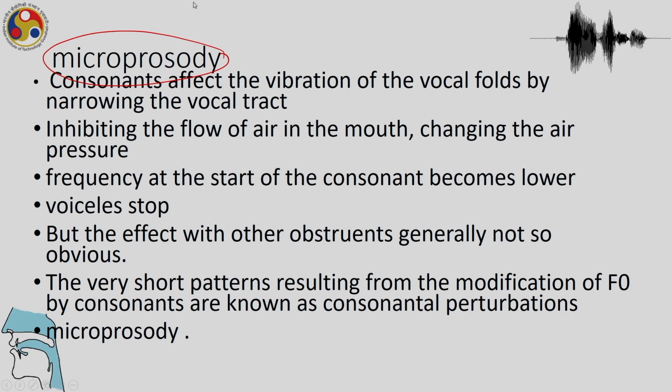So, consonants affect the vibration of the vocal folds by narrowing the vocal tract, inhibiting the flow of air in the mouth, changing the air pressure, and the frequency at the start of the consonant becomes lower for voiceless stops, but the effect with other obstruents is generally not so obvious. So, voiceless stops can affect the vowels, the pitch, because it narrows the vocal tract, inhibiting the flow of air. It changes the air pressure. But the effect with other obstruents is generally not so obvious, as we just said, and the very short patterns resulting from the modification of fundamental frequency by consonants are known as consonantal perturbations or microprosody.